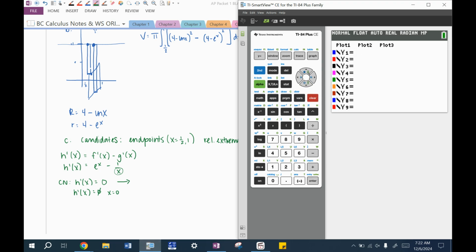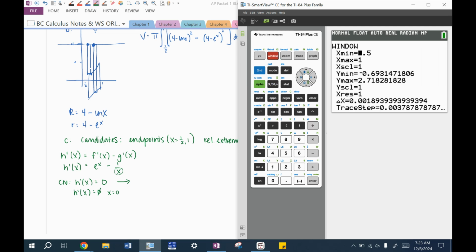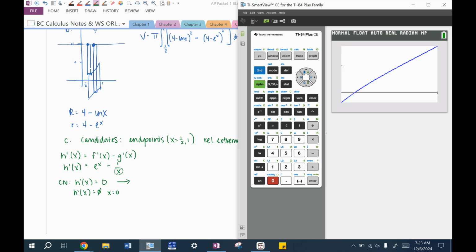So let me clear these out. I'm looking at graphing h prime, so e to the x minus 1 over x. I only want the window to be 0.5 to 1, and I'm going to zoom fit in case it's anything different. So we do hit 0 right here, and then I got the x equals 0 for my domain here. So let's see. Second trace, zero.